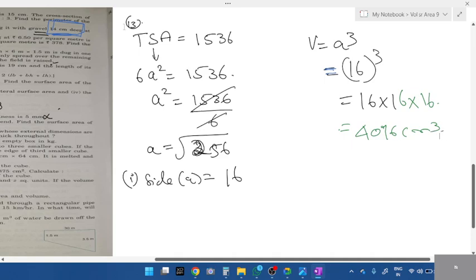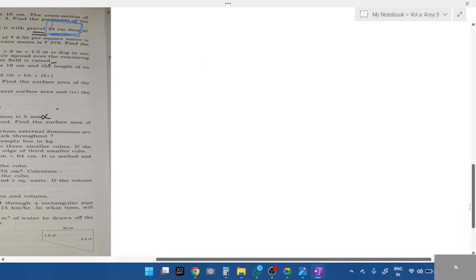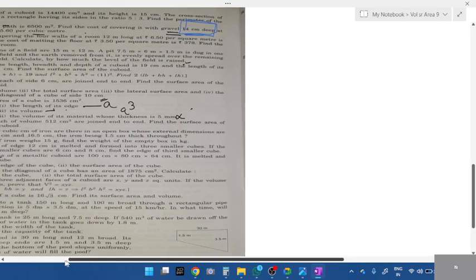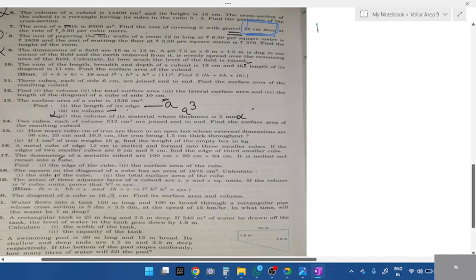Okay, 13th is done. Shall we try the 14th one? All of you have completed. Which one is this? 13th. 14th question. What is given in the 14th one, students? 2 cubes of each volume. What is the volume of each cube? Volume is equal to 512. How many cubes are joined?